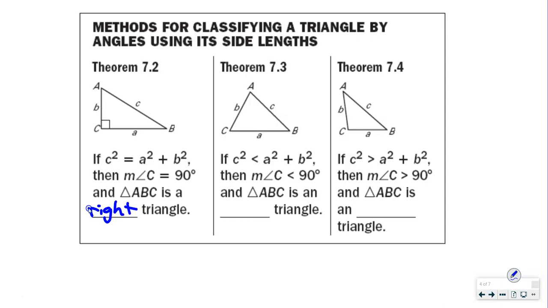But theorem 7.3 is, if c squared is less than a squared plus b squared, then the measure of angle C is less than 90 degrees, and then triangle ABC has to be an acute triangle. And so 7.4, if c squared is greater than a squared plus b squared, then the measure of angle C is greater than 90 degrees, and triangle ABC is an obtuse triangle.